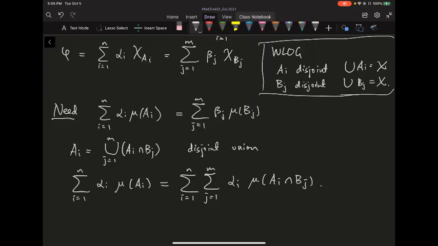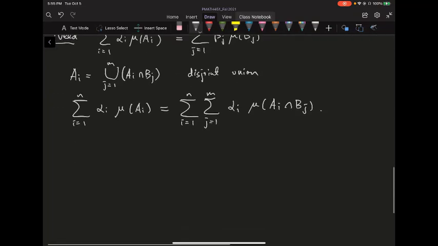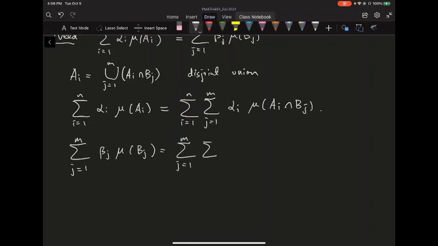All right, we can actually do the same for B as well. So let's just write it down. The summation j going from 1 to m of beta_j mu of B_j, I can do exactly the same thing. I do a double summation j going from 1 to m, i going from 1 to n of beta_j mu of A_i intersect B_j. So I need to show that these two are the same. That's my goal.